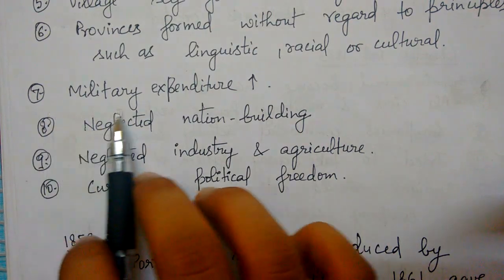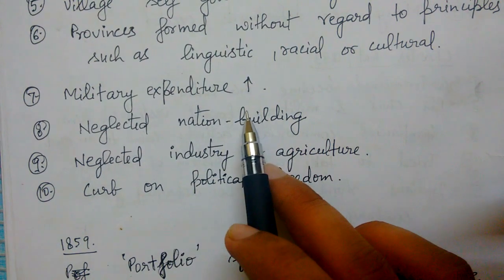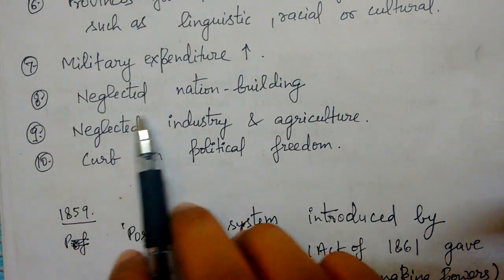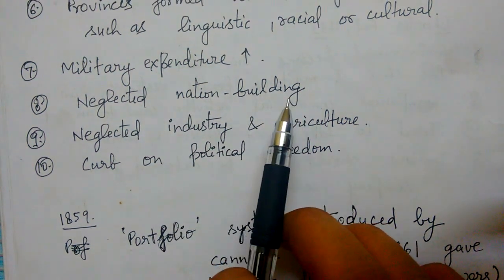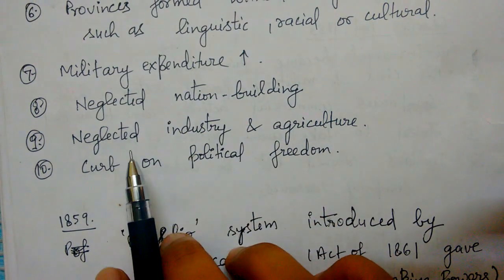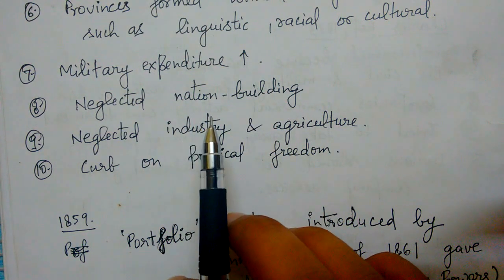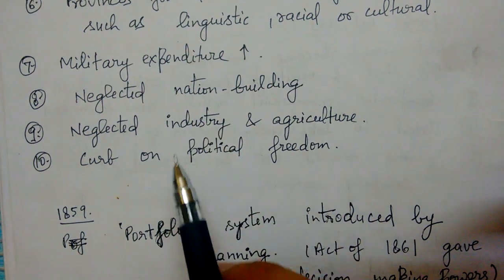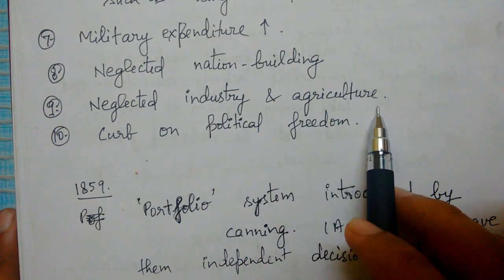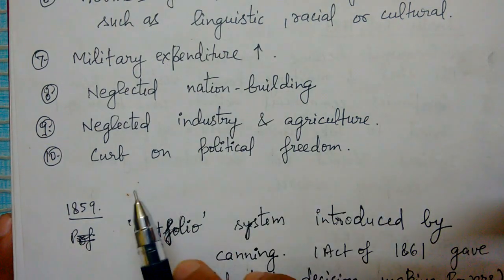Anyway, the seventh point is that military expenditure increased, because we have seen that such a great war happened, the first war of independence, so they had to increase it. Then the eighth point, they neglected nation building. Before this there were some reforms, like they abolished the Sati Pratha, and then they passed the Widow Remarriage Act. But after that they totally stopped that. As if saying, no brother, we don't want to fix this country, let it stay as it is. After that the ninth point is that they neglected industry and agriculture. Now they are more focused on the military. They don't want to invest in agriculture at all.